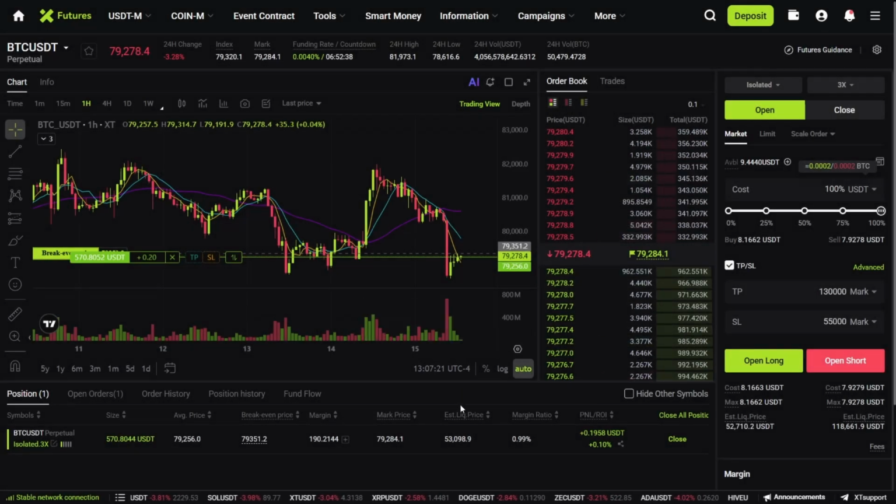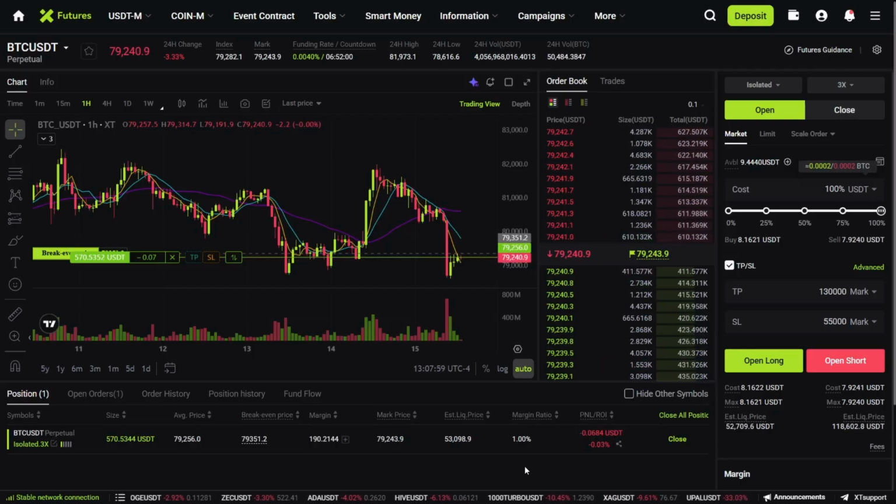In the middle here, we have estimated liquidation price. This is one of the most important numbers to pay attention to. This is the price where your position could be liquidated if the market moves too far against you. You'll also see a margin ratio. This helps show you how close we are to liquidation. The higher this gets, the more risk our position is under.